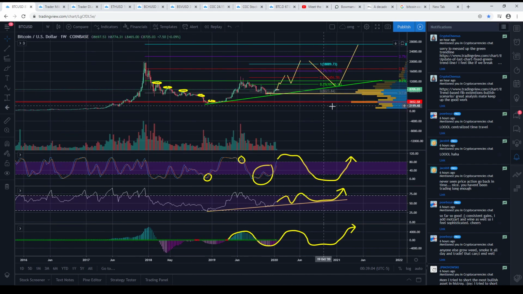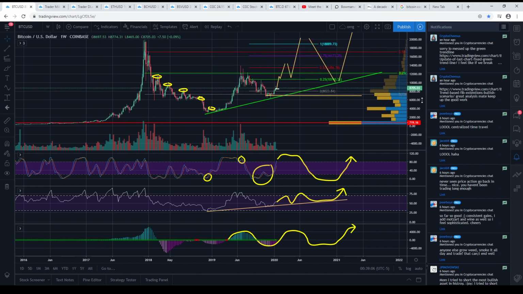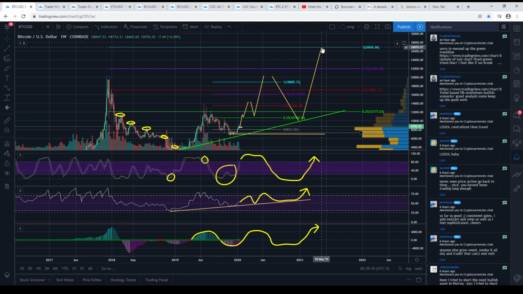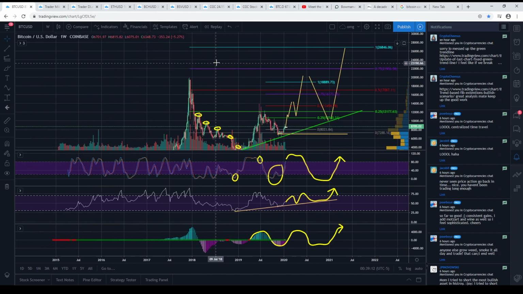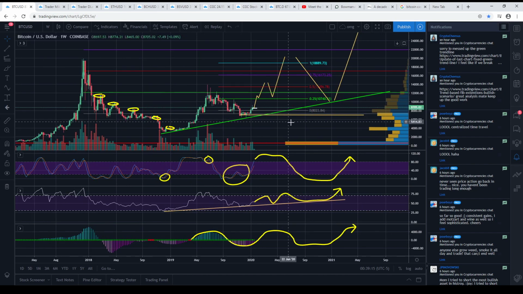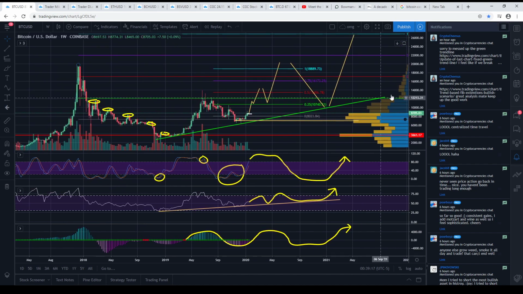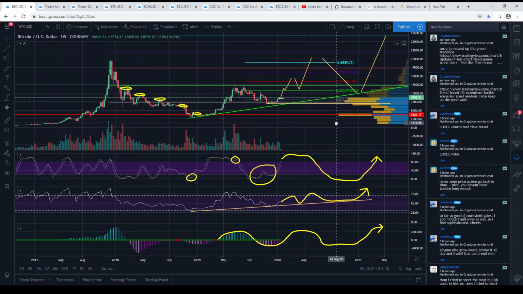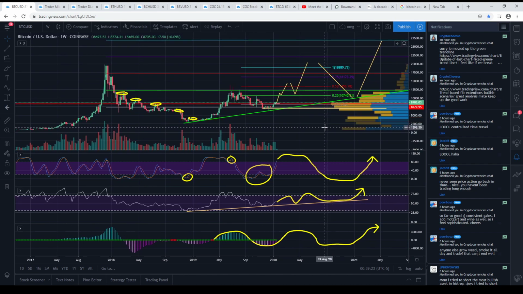Afterwards, we're going to be heading right upwards to $27,000. Some indicators that show and I believe contribute to my theory here is that you can check the volume on the side here. At $1,000, there's a lot of volume and support.